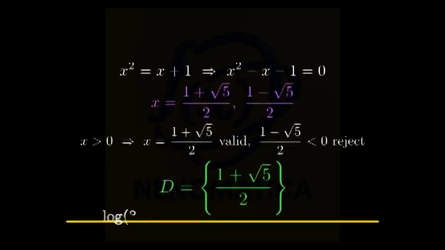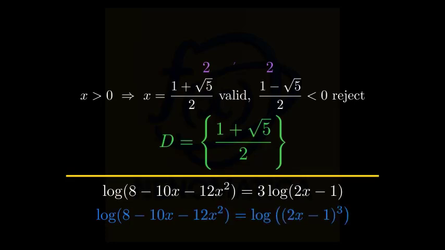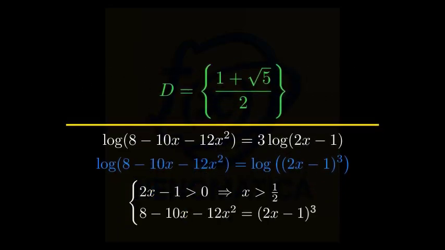Equation 2. Log of (8 minus 10x minus 12x squared) equals 3 times log of (2x minus 1). Use the power rule. Log of (8 minus 10x minus 12x squared) equals log of (2x minus 1) cubed. Equality of logs gives the system 2x minus 1 greater than 0, which means x greater than 1/2, and 8 minus 10x minus 12x squared equals the cube of 2x minus 1.